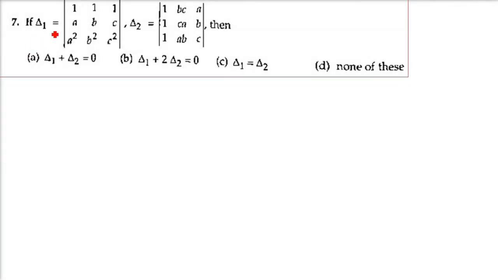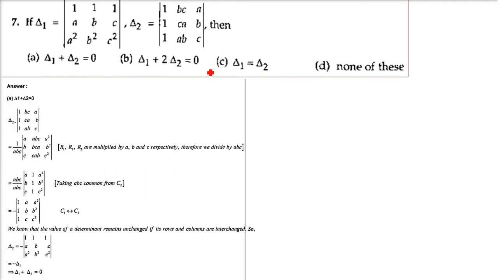Now we have two determinants, and there are certain things which are given. Adding these two gives 0, or 1 plus twice the second is equal to 0, or none of these. What we'll do here is, because we have already done this type of question while we were doing the exercises, take the second one, which we have already done, and I'll show you how we can make it as the first one.